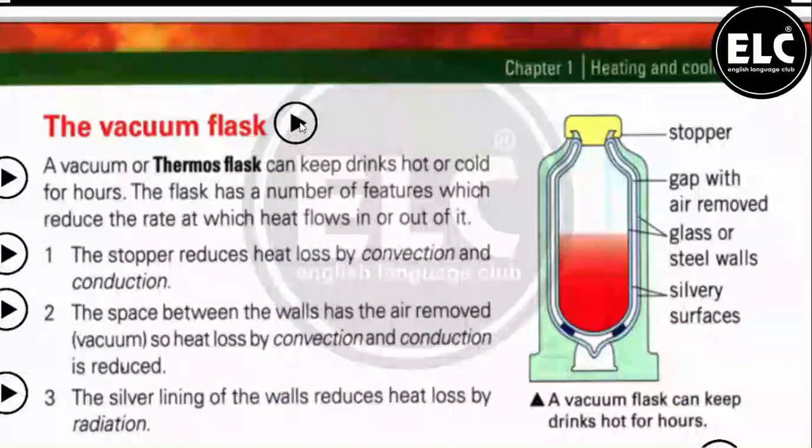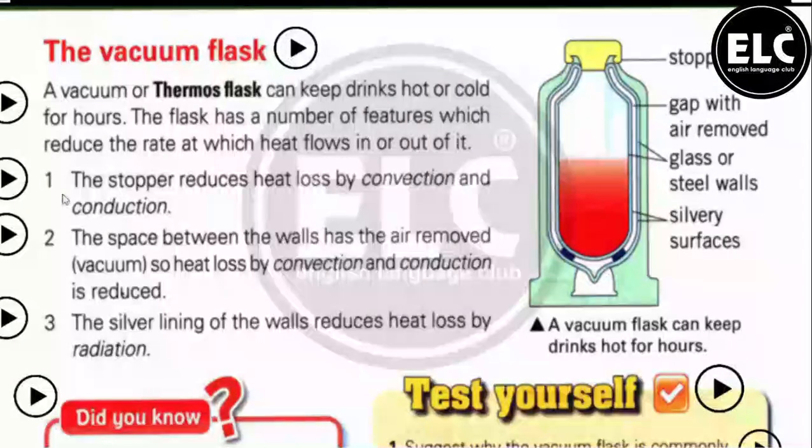The vacuum flask. A vacuum or thermos flask can keep drinks hot or cold for hours. The flask has a number of features which reduce the rate at which heat flows in or out of it. The stopper reduces heat loss by convection and conduction. The space between the walls has the air removed. Vacuum, so heat loss by convection and conduction is reduced. The silver lining of the walls reduces heat loss by radiation.